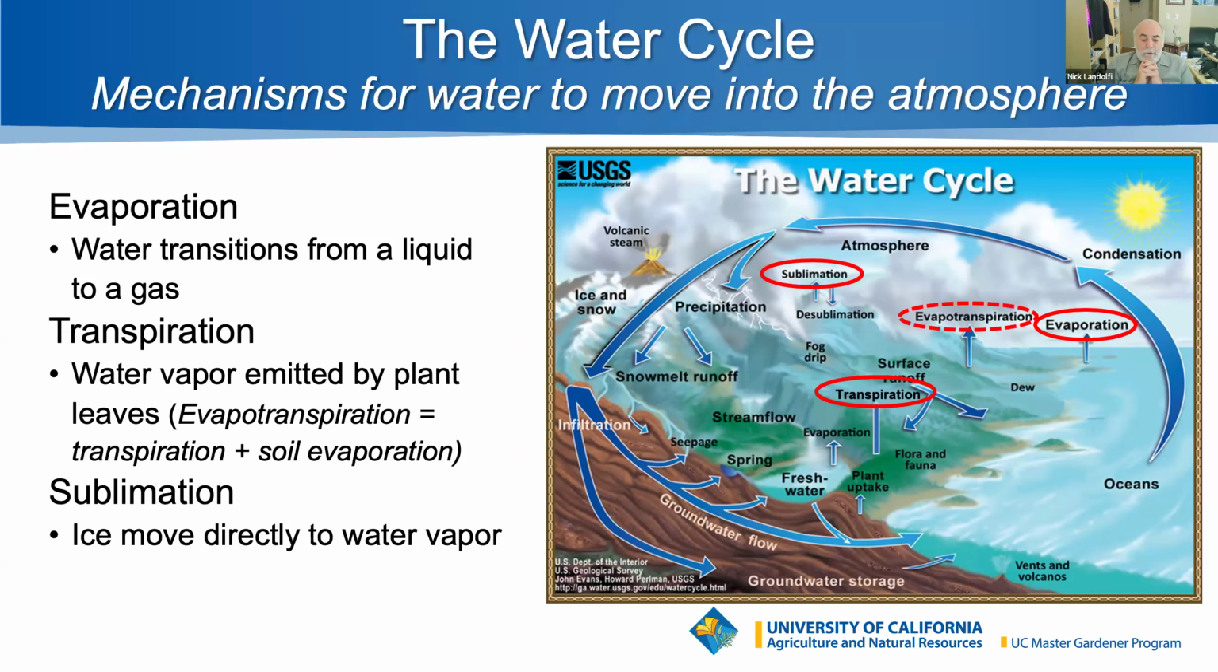There are three mechanisms by which water can move into the atmosphere. Evaporation, which is water transitioning from a liquid to a gas, with which I'm sure you are familiar. Transpiration, which is the water vapor emitted by plant leaves. And sublimation, where ice transitions directly to water vapor. There's also evapotranspiration, which is a combination of transpiration and evaporation from the soil over a specific area. Evapotranspiration measures all the water leaving a vegetative spot.